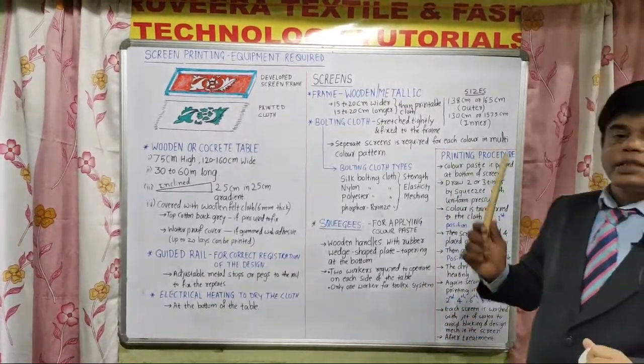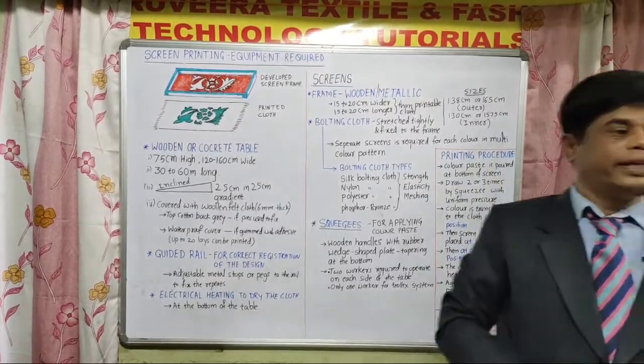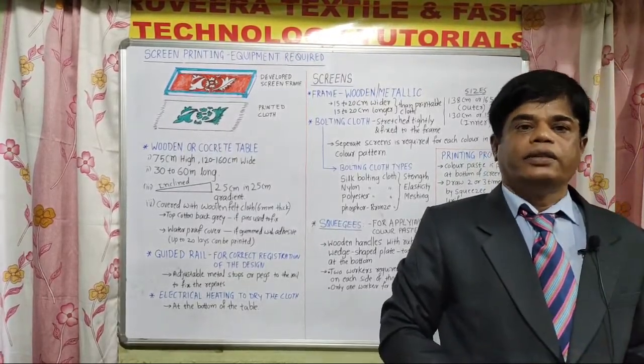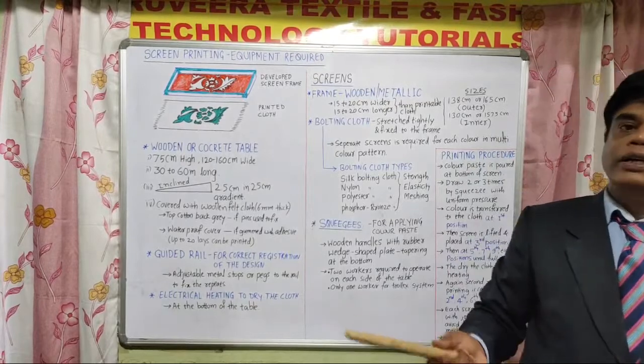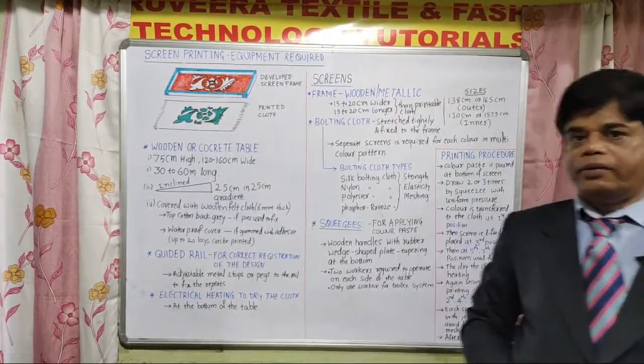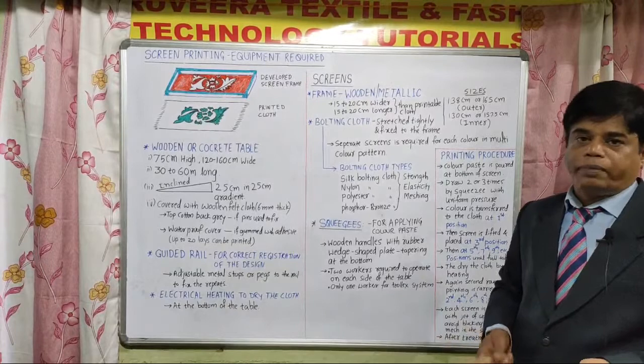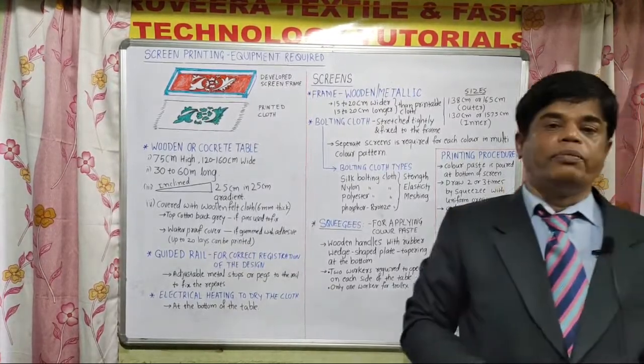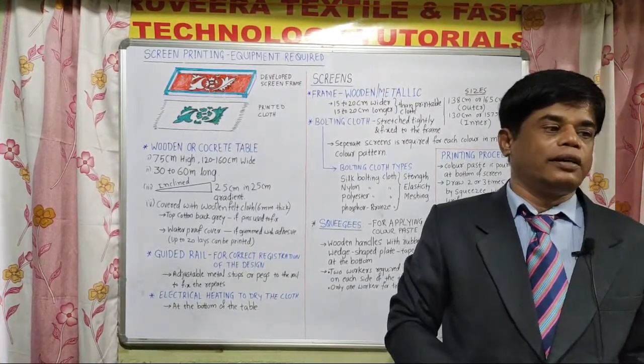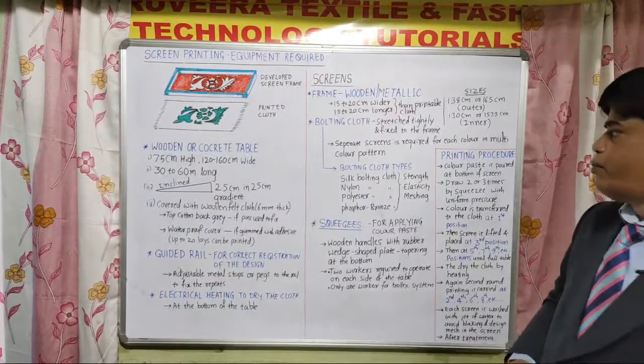So suppose the design requires 3 or 4 colors, then 3 or 4 screens are prepared. Like that, in block printing also, as many blocks are required as there are colors in the design.